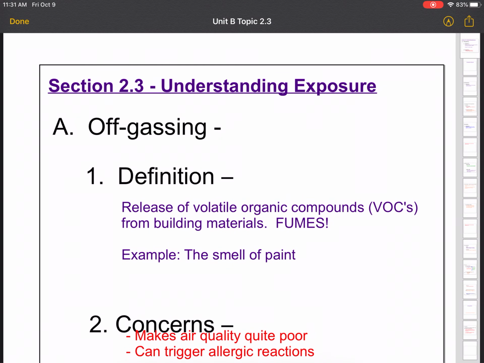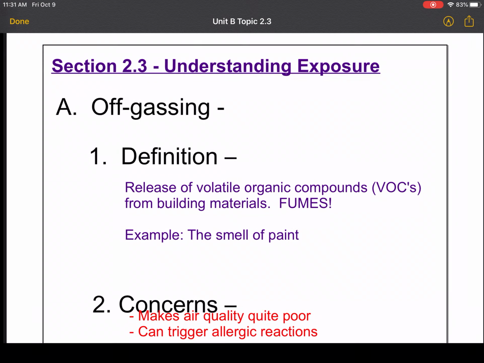All right, let's finish off this section of chemistry in the first unit with our section 2.3 on understanding exposure. There's going to be no calculations, I don't think, as far as I know. I'm just showing you some terms and what some of this stuff means. So exposure to certain organic chemicals in general, so those carbon-based gases and stuff like that.